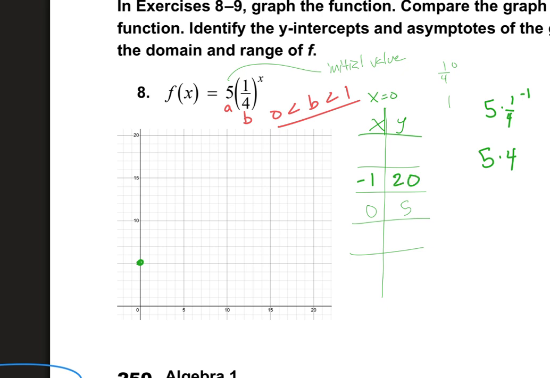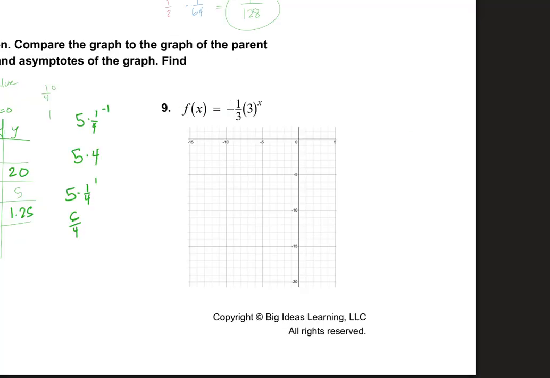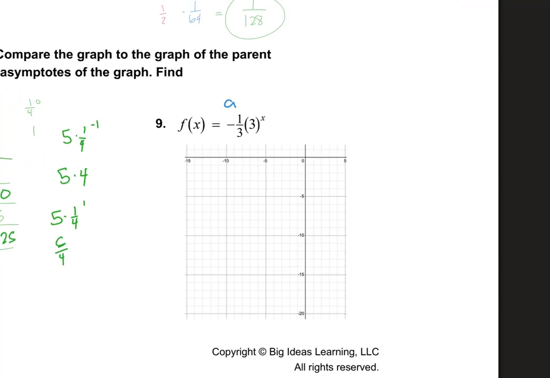So check this out. Boom, right there. And then if we do 1, so 5 times 1/4 to the first power, which is 5/4, or 1.25. So boom. And it's going to approach our asymptote, which is 0. So it just kind of looks like this. There we go. Okay, now here's A is -1/3.